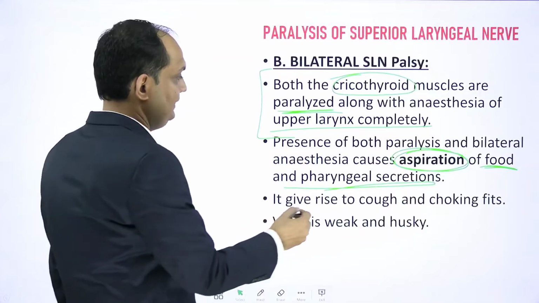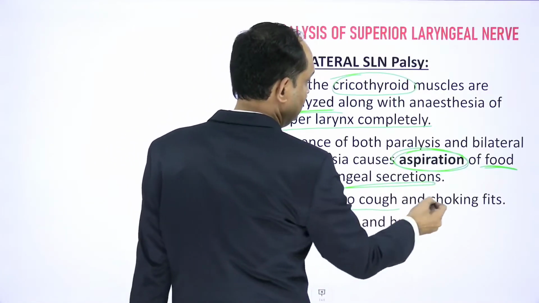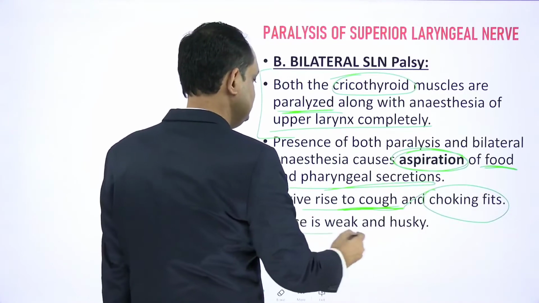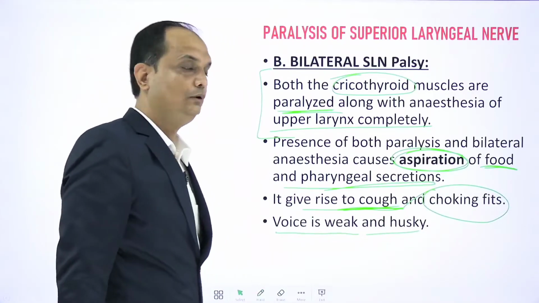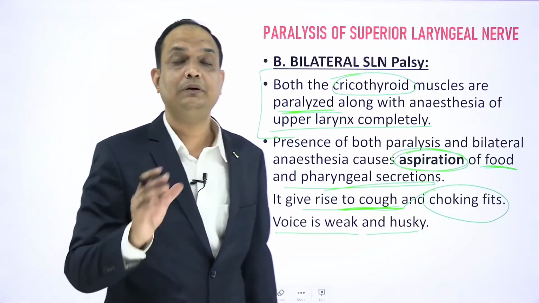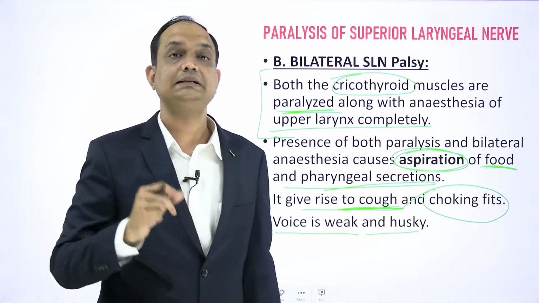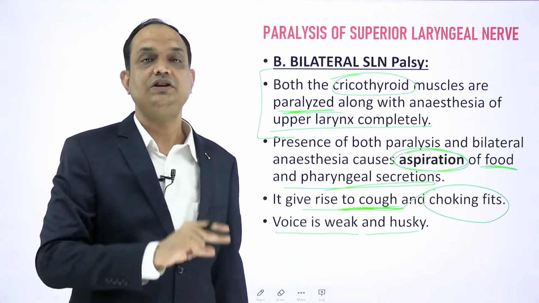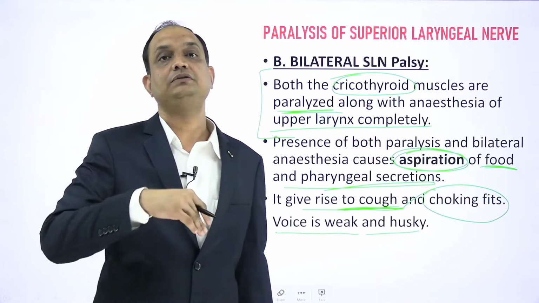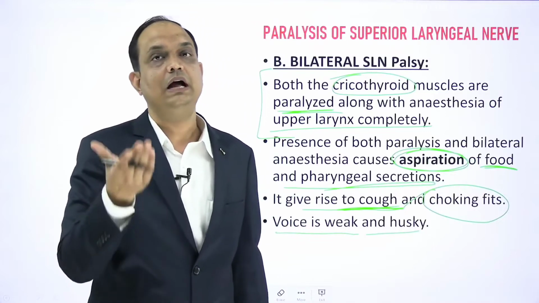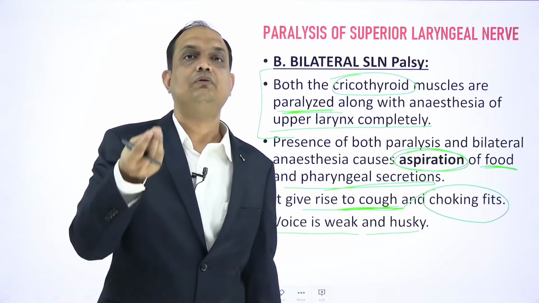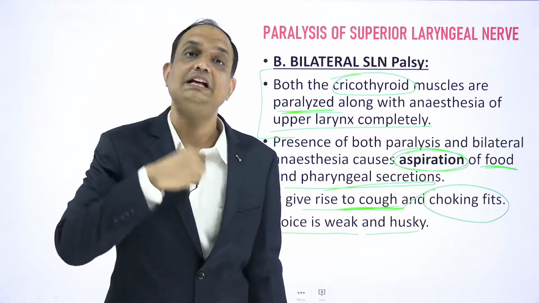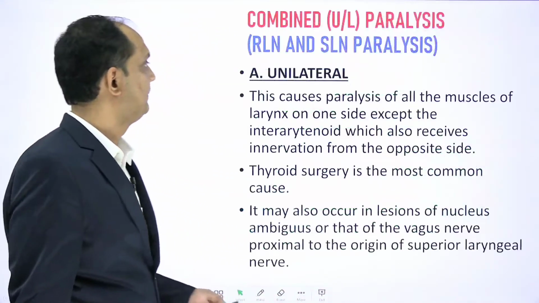And there is a cough, but the cough is not sufficient and the patient is having choking, voice is weak and husky. So you have to understand that because the upper part of the larynx is paralyzed, anesthesia occurs, the sensations are not there, the patient is not able to produce the cough, and in the absence of the cough, whatever secretions are collecting in the throat, the patient can aspirate those secretions.